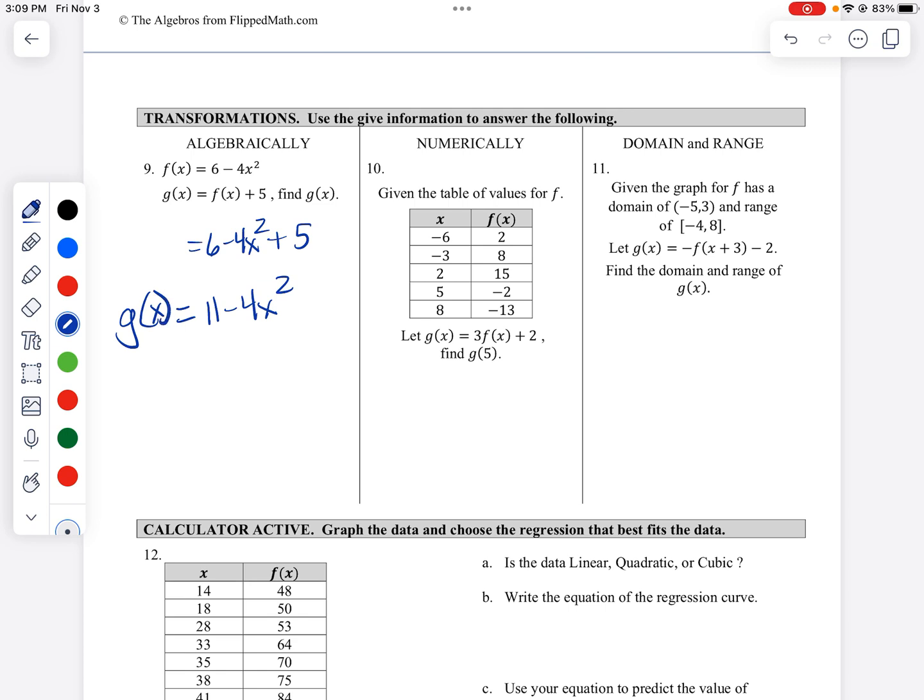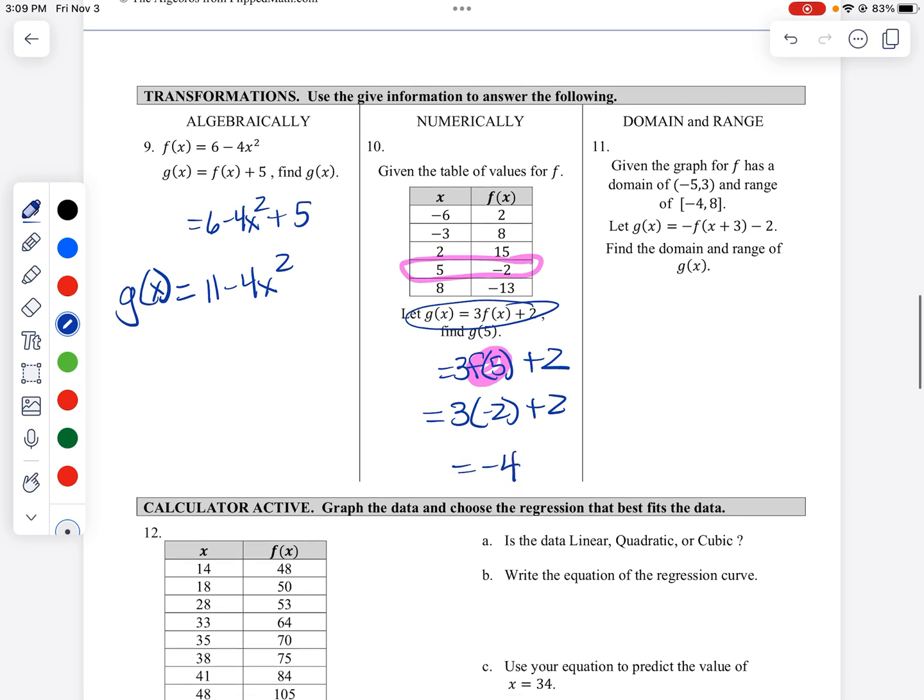So find g of 5. And here's our table. So we know here's g of x. So g of 5, we plug in x is 5. So 3 times f of 5 plus 2. What is this f of 5? Well, f of 5 is negative 2. So 3 times negative 2 plus 2. Negative 6 plus 2 is negative 4.